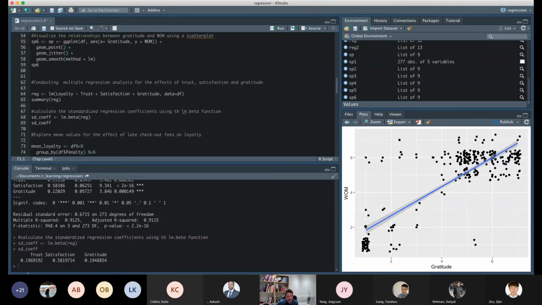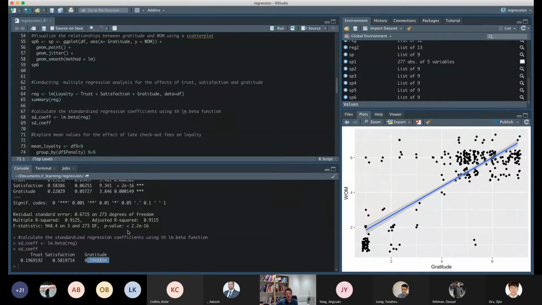Obviously, it's positive again. It's 0.1969192. So we know if we can increase our trust by 1 standard deviation, then loyalty increases by 0.1969192 standard deviations. That's it. The same for satisfaction. It's also in standard deviations now, and for gratitude as well.